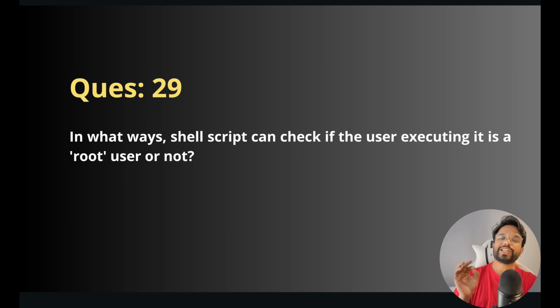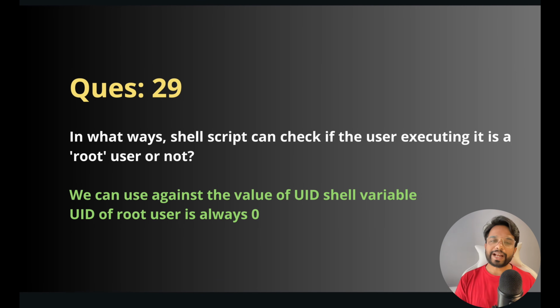Question number 29. In what ways can a shell script check if the user executing it is a root user or not? It means you have created a script to execute something very critical and you don't want any user to be able to run it. So you have to add a check within your script that the user must be the root user. This can be achieved by checking the UID of the user who is executing it. The UID of the root user is always 0. So you can simply check whether $UID equals 0 or not.